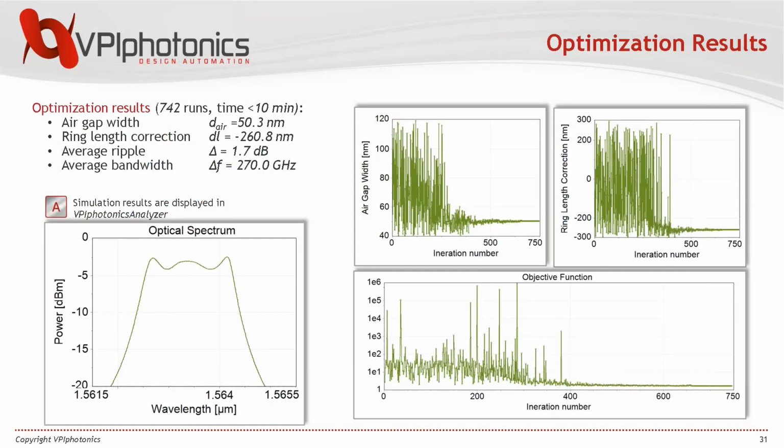And the optimization algorithm converges rather fast. On my PC it took about 10 minutes and 742 runs to do that. The results are shown in the VPIphotonics Analyzer, and we can also see how the objective function and parameter values converge to optimum values. By the way, it is really convenient that you can roll back to any iteration and see if better results, which fit you better, could also be picked up.